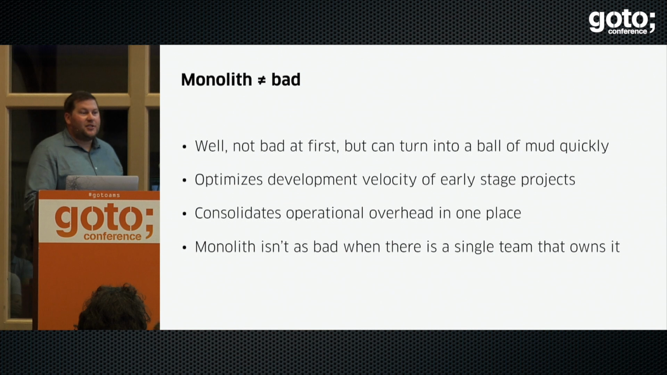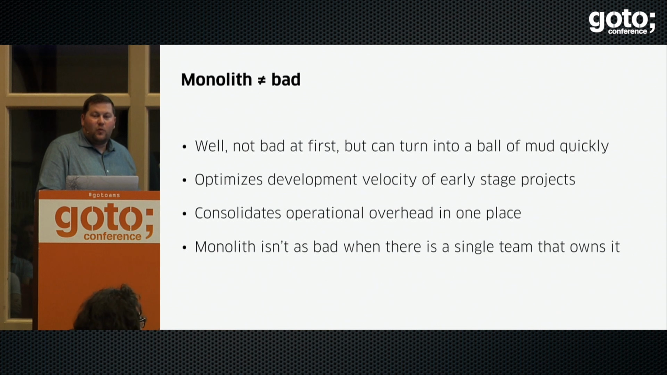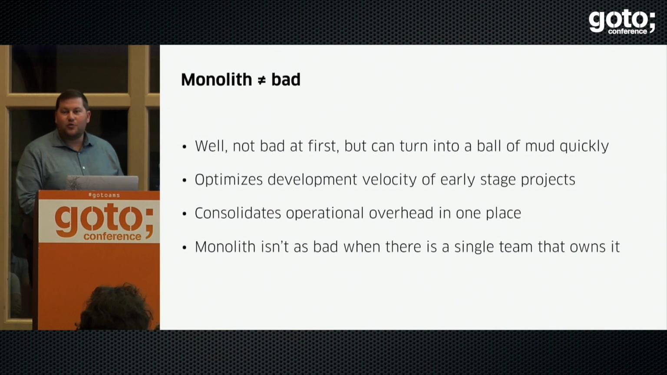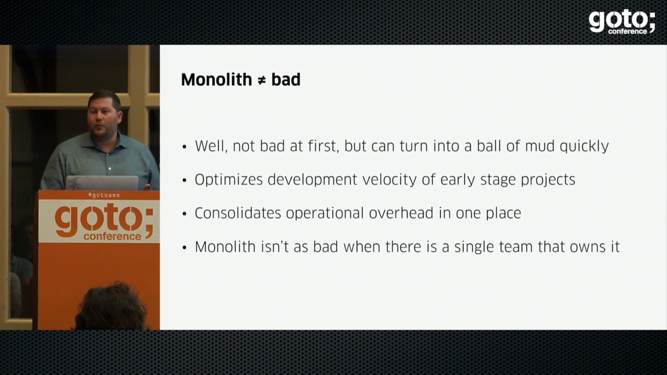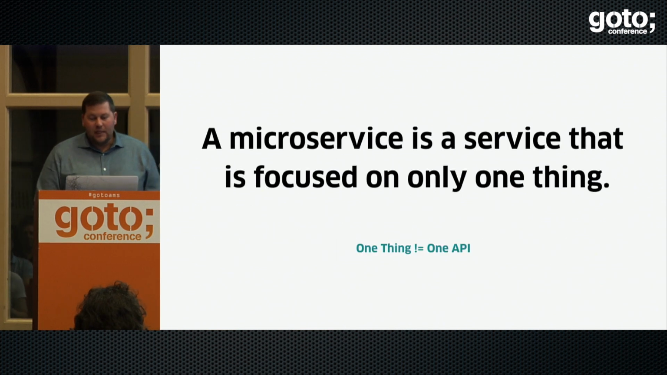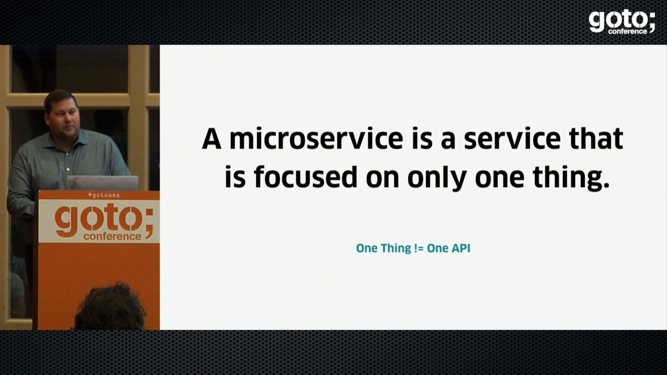So monoliths aren't necessarily bad. Well, they're not bad at first, but they quickly turn into a ball of mud. And so monoliths really optimize for developer velocity of early stage projects when a single team owns it and it consolidates all your operational overhead into a single place. There's only one application to deploy, one code base to maintain. But microservices are a thing. But microservices are really just a thing that's focused on only one thing. But one thing doesn't mean one API, it means one business domain.